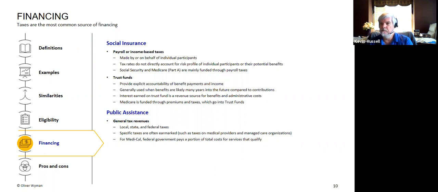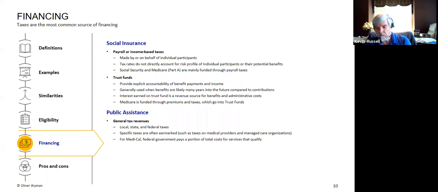Public assistance is funded by general tax revenue. That can be from local, state, or federal taxes. There are some specific taxes that are earmarked for public assistance, and that can be taxes on medical providers and on managed care organizations in the case of Medi-Cal. And for Medi-Cal, the federal government pays a significant portion of total cost for qualifying services.